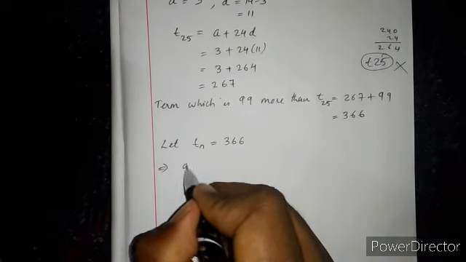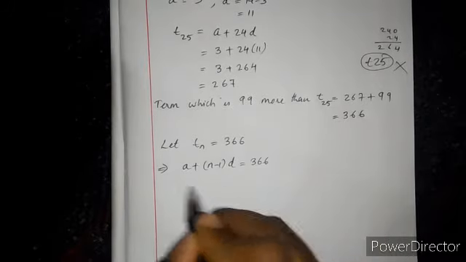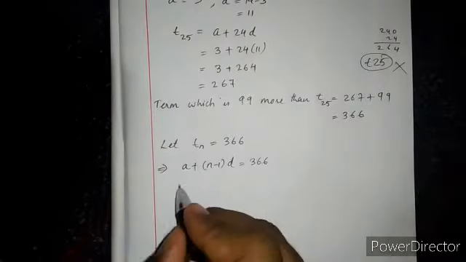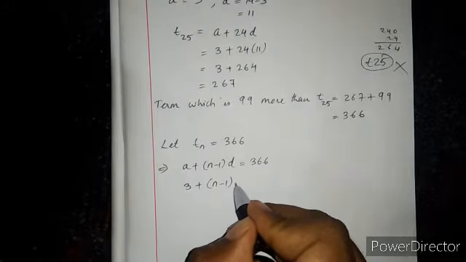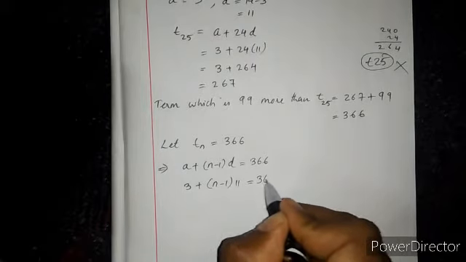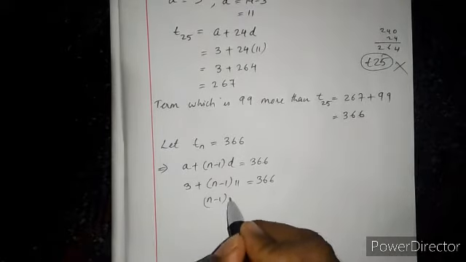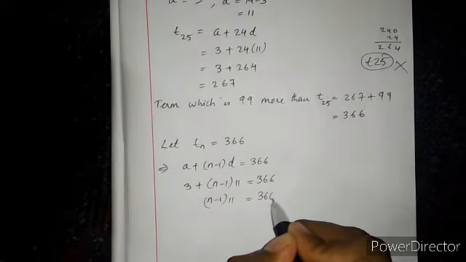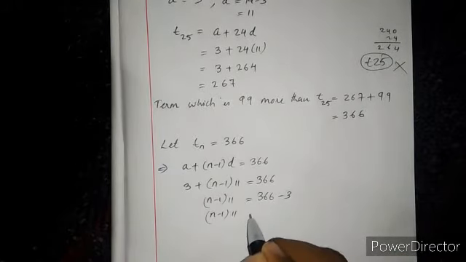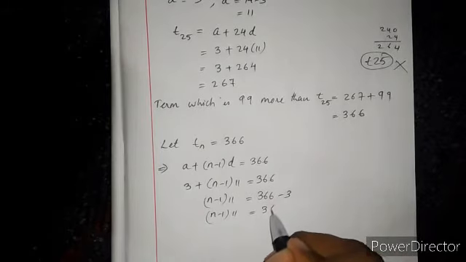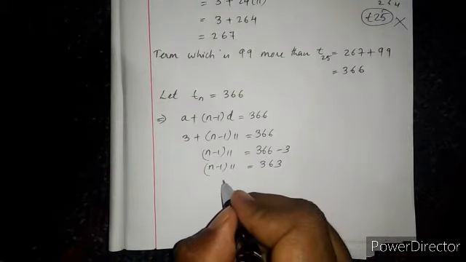That implies A plus n minus 1 into D is equal to 366. What is your A? A is 3. So in place of A we can put 3, plus n minus 1 into, what is your D? It is 11, is equal to 366. Next line, take this 3 to the right side. n minus 1 into 11 is equal to 366 minus 3, which is 363, right?